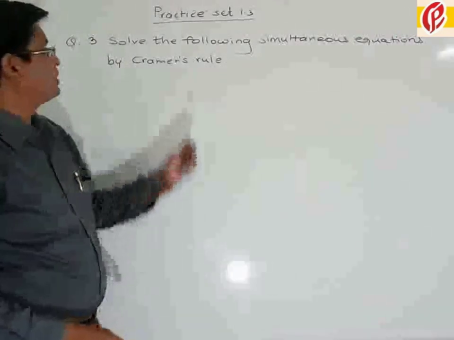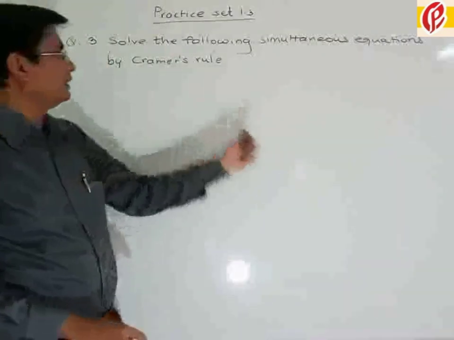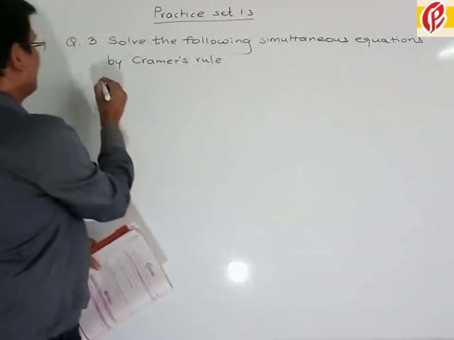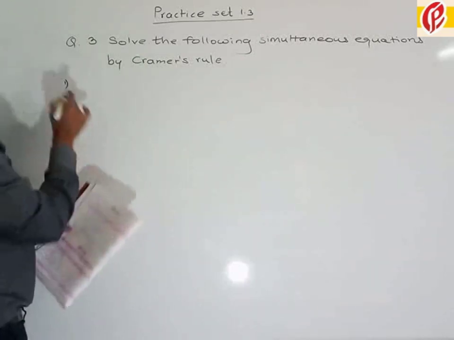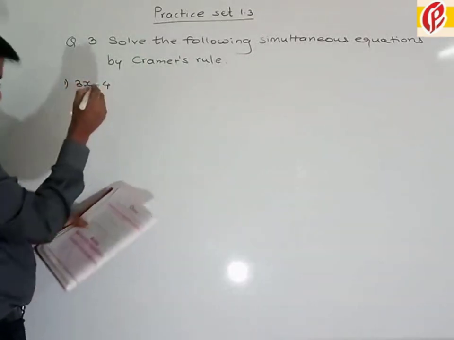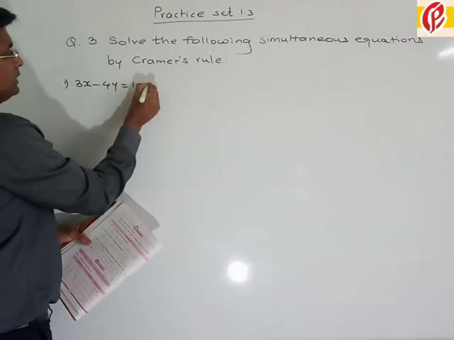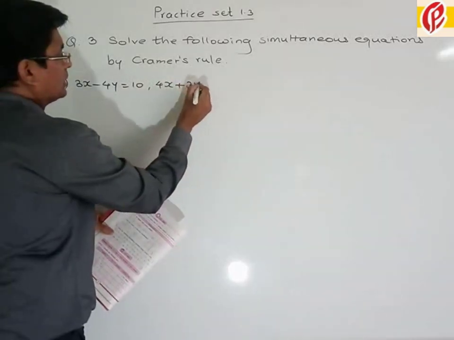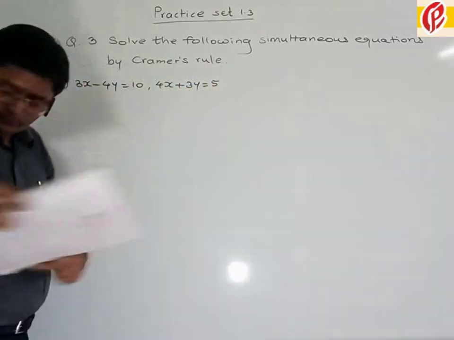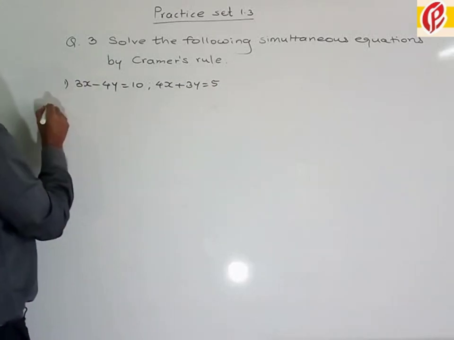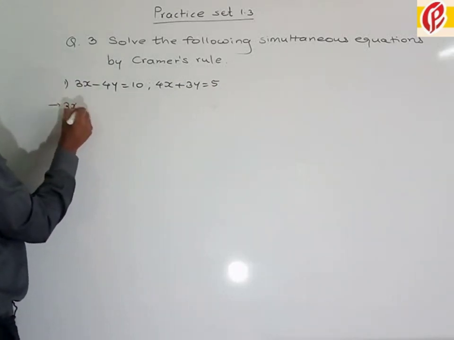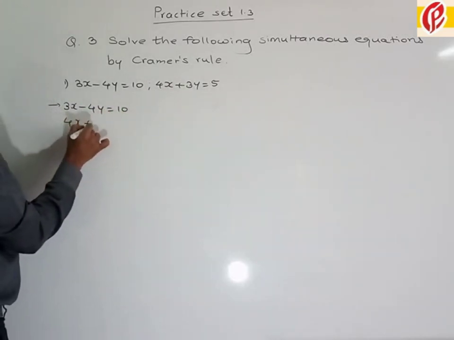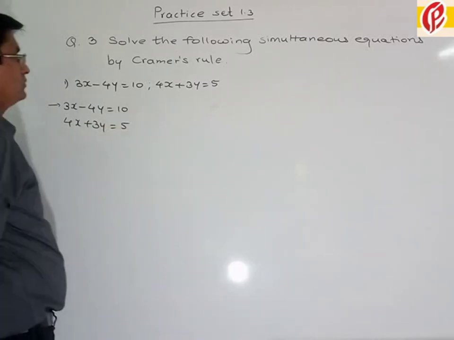So question number 3, solve the following simultaneous equations by Cramer's rule. I will take the first sum, that is 3x minus 4y is equal to 10, and the second equation is 4x plus 3y is equal to 5. So this is the first equation, 3x minus 4y is equal to 10. This is the second equation, 4x plus 3y is equal to 5.